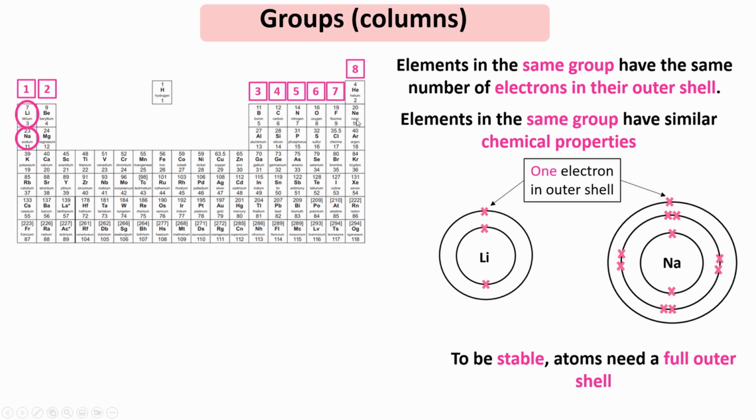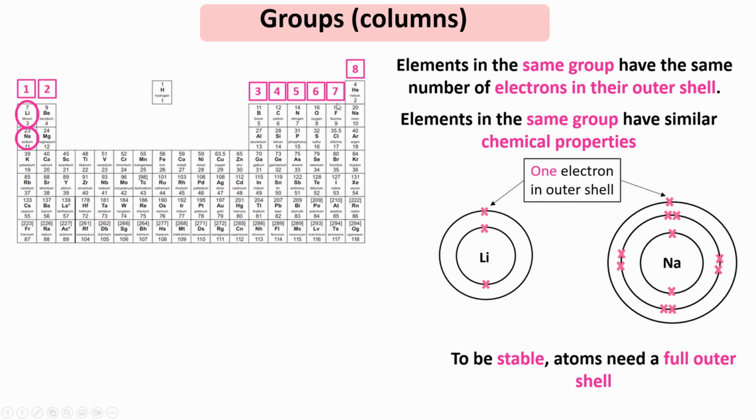Group 8 elements, on the other hand, are very unreactive. Because they're in group 8, they all have 8 electrons in their outer shell. The only exception is helium, which has 2 electrons. Because it only has 1 shell, it still has a full shell of electrons. Therefore, all these group 8 elements are very unreactive. They don't need to react because they already have a full outer shell. They're already stable. Here's a question for you to have a go at.